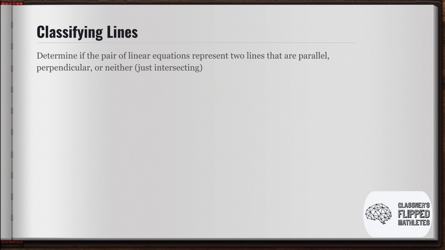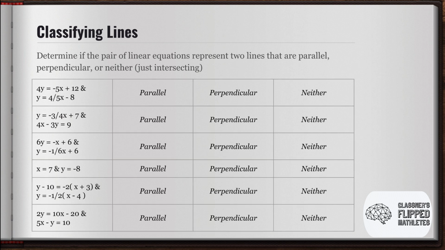So 2 linear equations are going to be given to us, and we're going to determine if they're parallel, perpendicular, or neither. And remember, neither would just be intersecting, just not perpendicularly intersecting. So we'll look at 6 examples. You'll notice that a lot of them are already in one of the famous equation forms, and some of them are not. So we might need to do some converting to help us identify this.